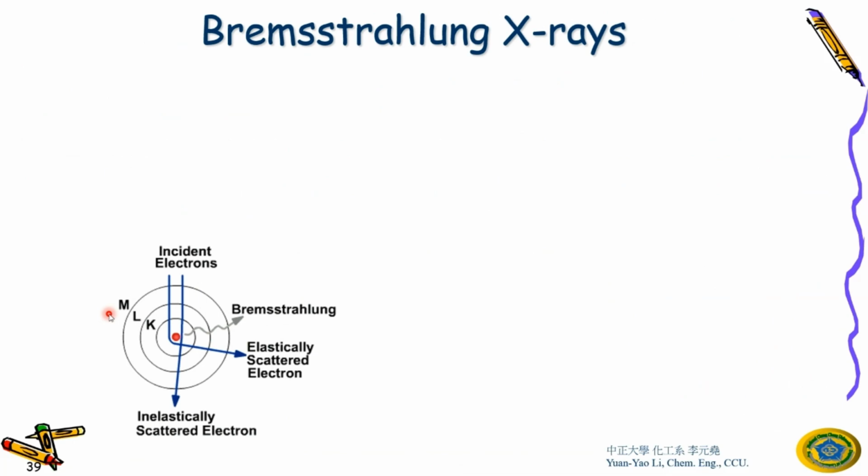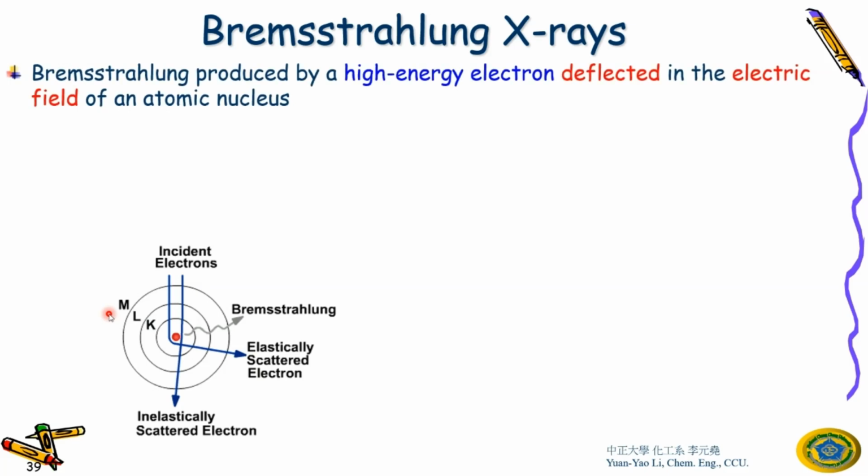So let's think about how Bremsstrahlung X-ray is generated. Bremsstrahlung is produced by high energy electrons deflected in the electrical field of an atomic nucleus. As you understand, if we have incident electrons, and the incident electron hits this atom, and the electron changes direction, that means what? That means energy has been exchanged, or energy has been gained by this atom. Because we know the conservation of energy in a system, this energy needs to be released from this atom. And the form of releasing this energy is light or electromagnetic radiation.